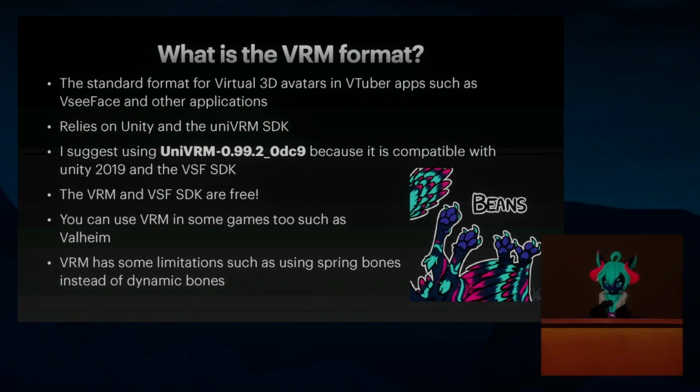Another cool fact about VRM is that because it's a pretty standard format, you can use the avatars in a lot of games as well, although that function is a little different than face tracking with VTubers. If you make a VRM avatar, there are going to be some limitations. You can only use VRM's Toon Shader or Standard Shader, for example, and they use spring bones instead of dynamic bones. But if you make it a VSF on top of being a VRM, then you can use whatever shader you want in addition to dynamic bones.